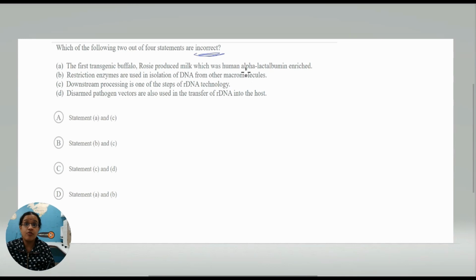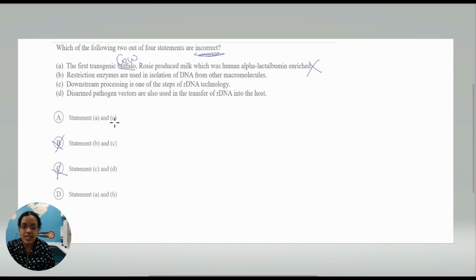Now, let us see which of these four statements are incorrect, and let's get to the answer by the same process of elimination. Okay, now let's see about the first statement, which is saying that Rosie was the first transgenic buffalo. This is incorrect because Rosie was the first transgenic cow. So now we can rule out options B and C because they do not show statement A to be incorrect.